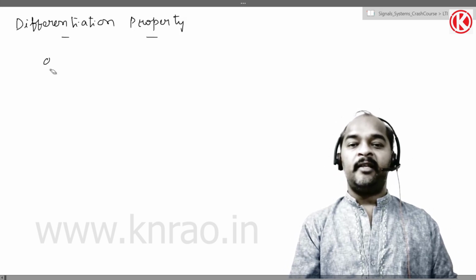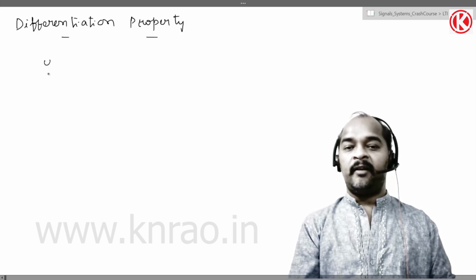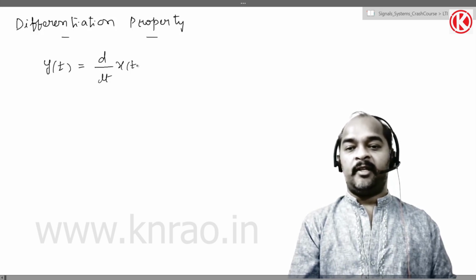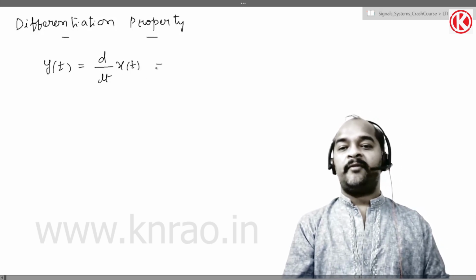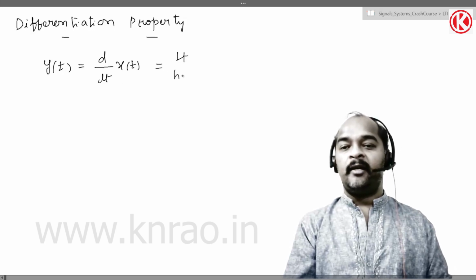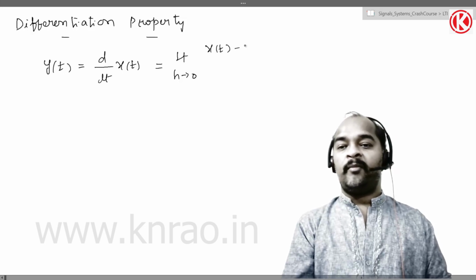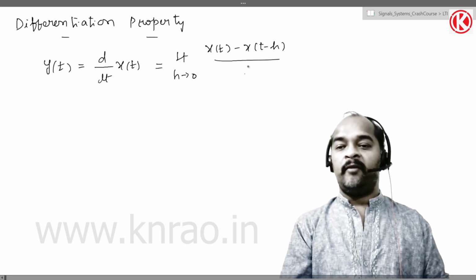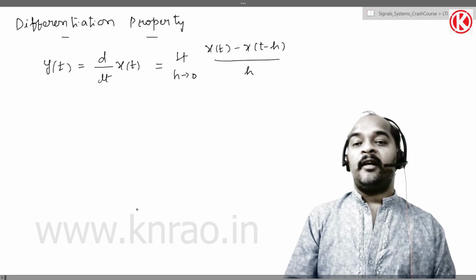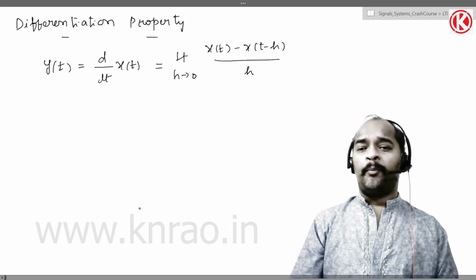For any signal x of t, we have seen that the derivative is defined as y of t equal to d by dt of x of t. But we have studied in our school days that the definition of derivative is given by limit h tends to 0 of x of t minus x of t minus h divided by h. Correct. So this is the way we define the derivative operator.